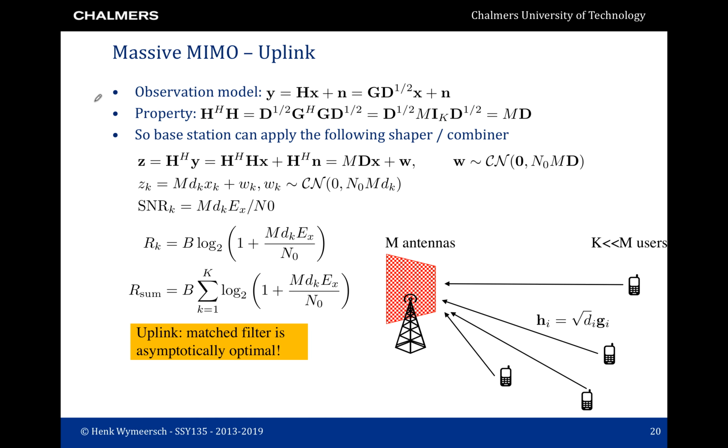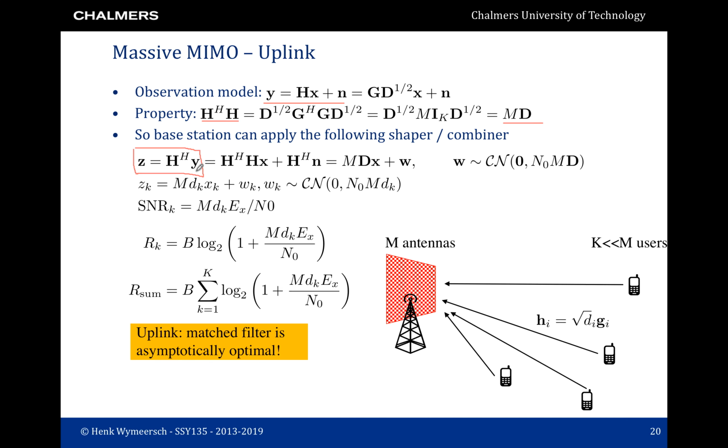Now that we understand the uplink and downlink model, let's look at each of them in more detail. First, the easy case, uplink. The observation model is of this form, where H is a tall matrix with many rows and few columns. X is a K by 1 vector containing the signals for each of the K users. We can then compute H Hermitian H, and we find that this is equal to M times D. M is the number of antennas at the base station, D is a diagonal matrix containing the path losses for each of the users. This inspires the base station to use the following combining matrix.